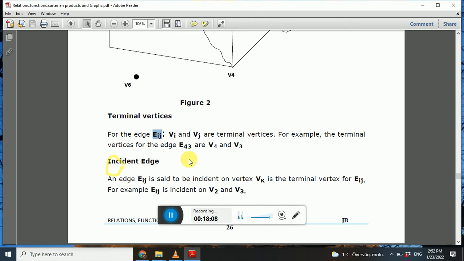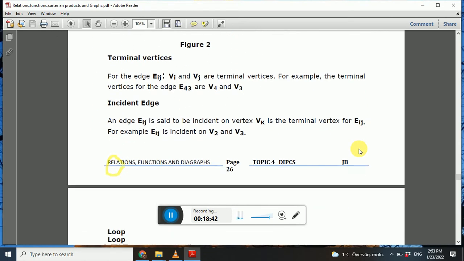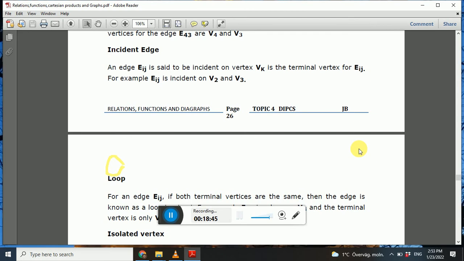And this edge which connects terminal vertices or adjacent vertices, we call it an incident edge. For example, this was supposed to be E23. Edge E23 from this graph is an incident edge on vertex 2 and vertex 3 because it connects the two. So an edge which connects two vertices, we call it an incident edge on the vertices.